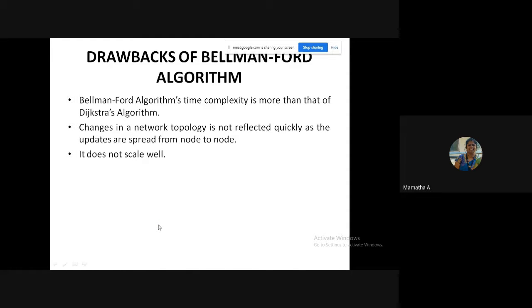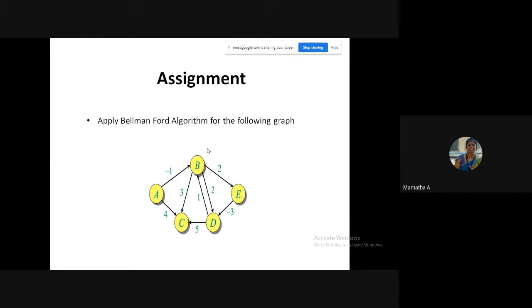You can just see, compared to Dijkstra's algorithm, the Bellman-Ford algorithm's time complexity is more, because it depends on the type of graph that you give. So it is slightly more, but it is useful because it deals with negative edges, whereas Dijkstra will not deal with negative edges. That's one of the drawbacks we can tell. So this is your assignment: write the Bellman-Ford algorithm for the following graph.